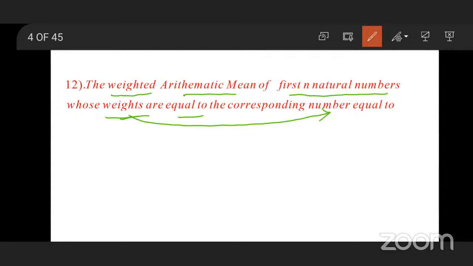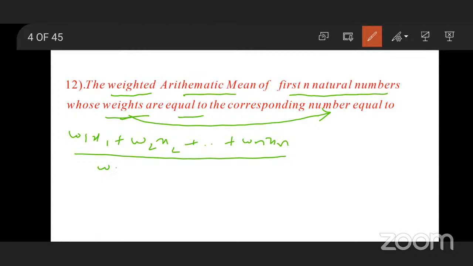What is the formula? The arithmetic mean formula: W1 into x1 plus W2 into x2 plus so on, Wn into xn, divided by W1 plus W2 plus W3 plus so on, Wn. What is given? The weighted arithmetic mean, W1 into x1. But indirectly, what is given? Weightage and numbers are equal.